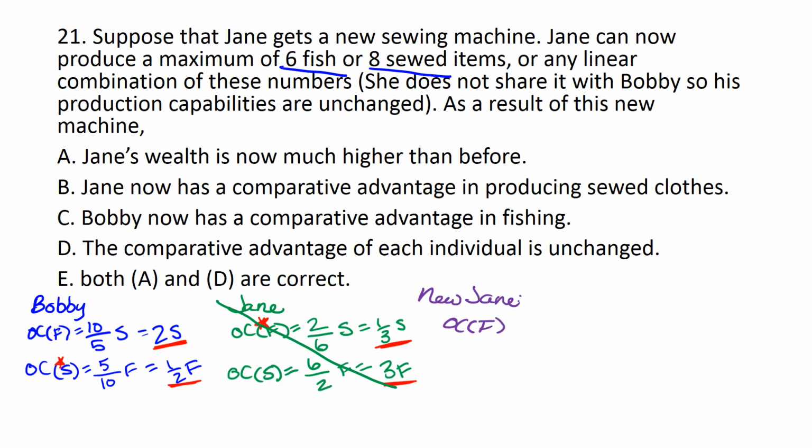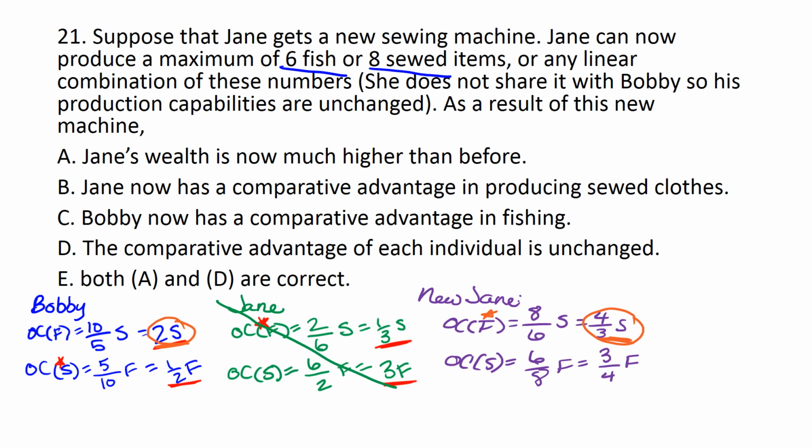So her opportunity cost of fish, again, are the amount of sewed clothes she gives up, which is now 8, still for the 6 fish. And so that reduces to 4/3 of a sewed cloth. And our opportunity cost of sewing is now the number of fish per cloth. And so we have 3/4 of a fish. So now to compare, we need to look at her opportunity cost of fish versus his. So she gives up 4/3 of a sewed clothes, and he gives up 2 sewed clothes to fish. And so she still, 1 1/3 is less than 2. So she has a comparative advantage in fish.